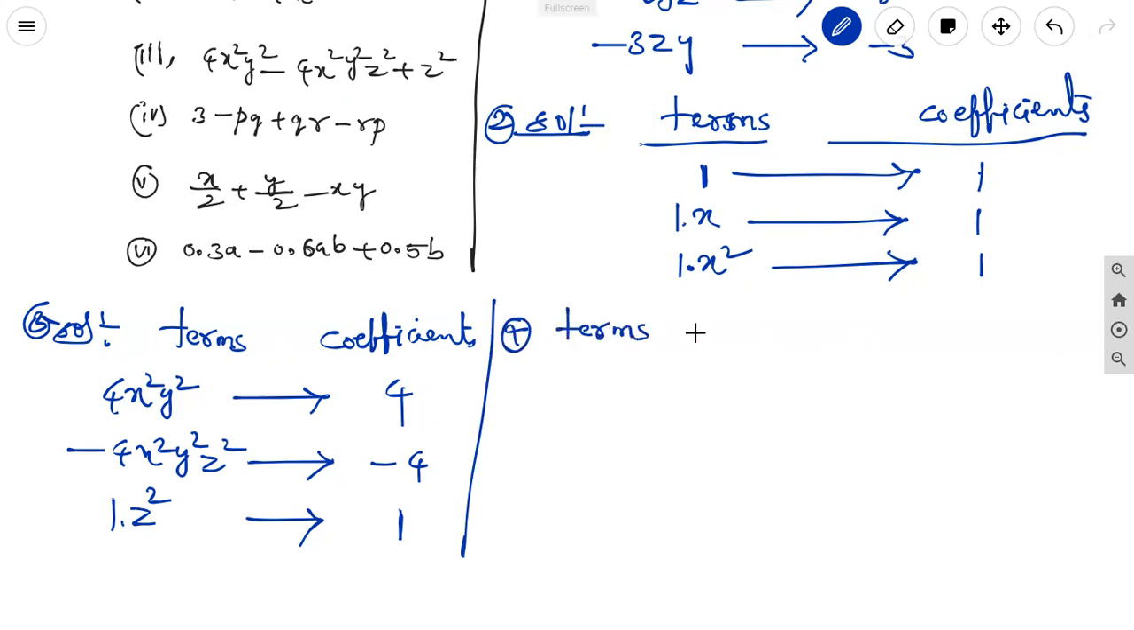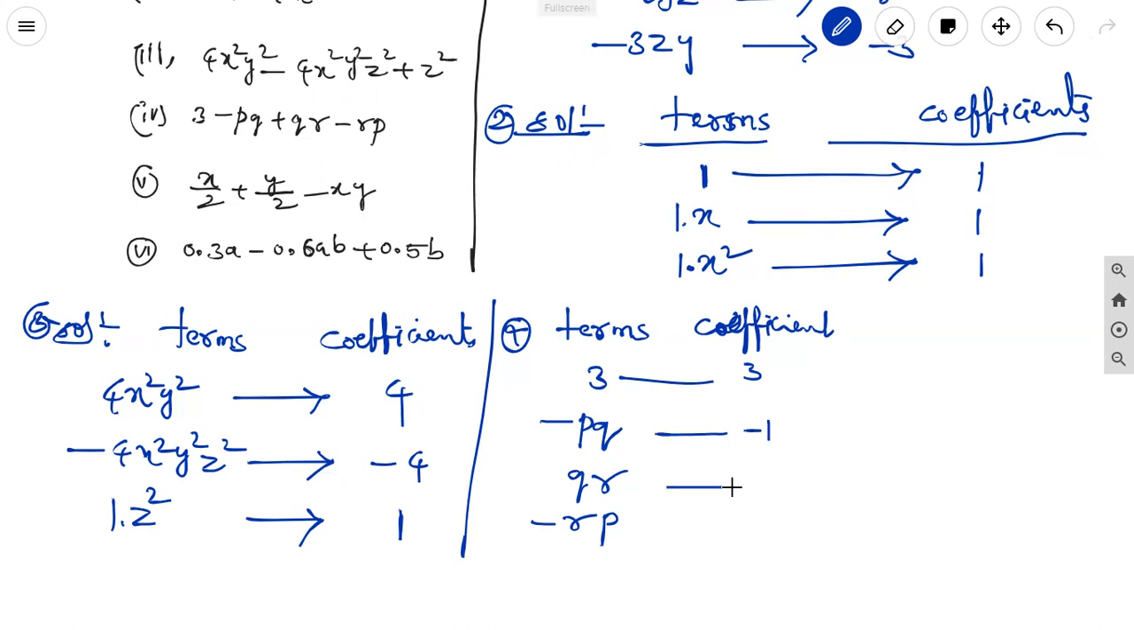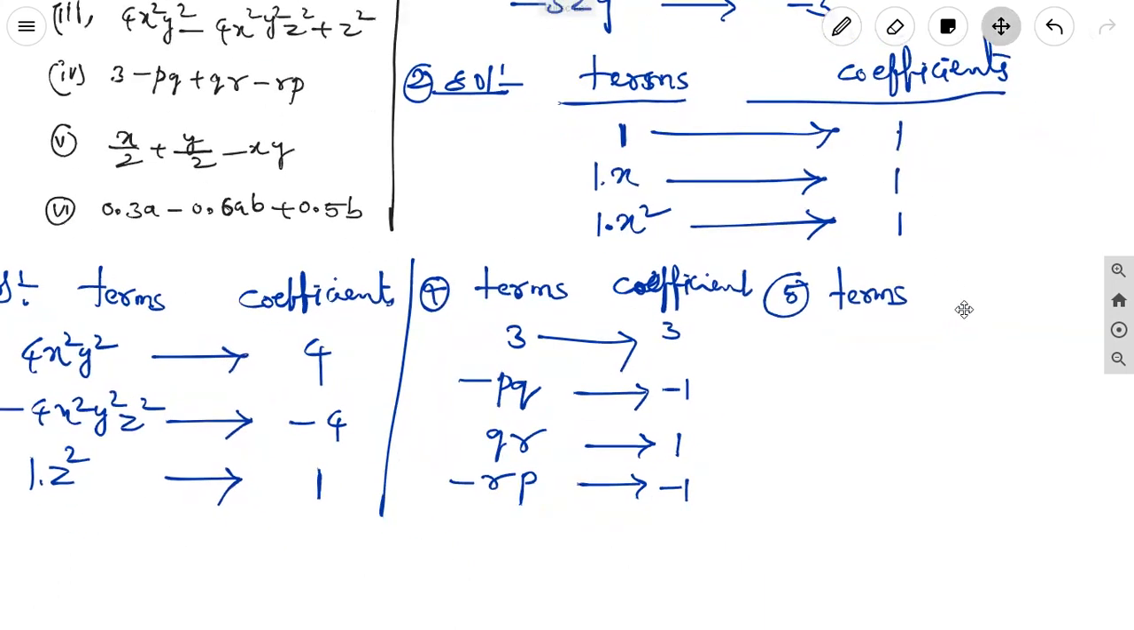Terms and coefficients. 3 is one term, minus PQ is the second term, QR is the third term, minus RP is the fourth term. Coefficients: 3, minus 1, 1, and minus 1. Fifth one, terms and coefficients.